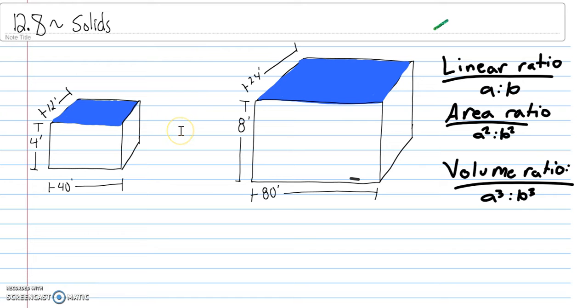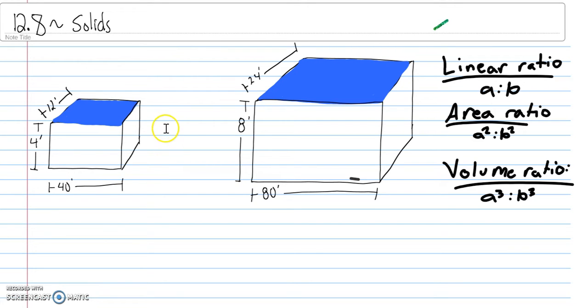And then we have to see if all of the ratios are the same. In other words, 40 is to 80, just as 4 is to 8, and just as 12 is to 24. And we call this a linear ratio. The ratio of all of the linear measurements or segments are in a ratio of 1 to 2. So that means that yes, these two prisms are going to be similar to each other.